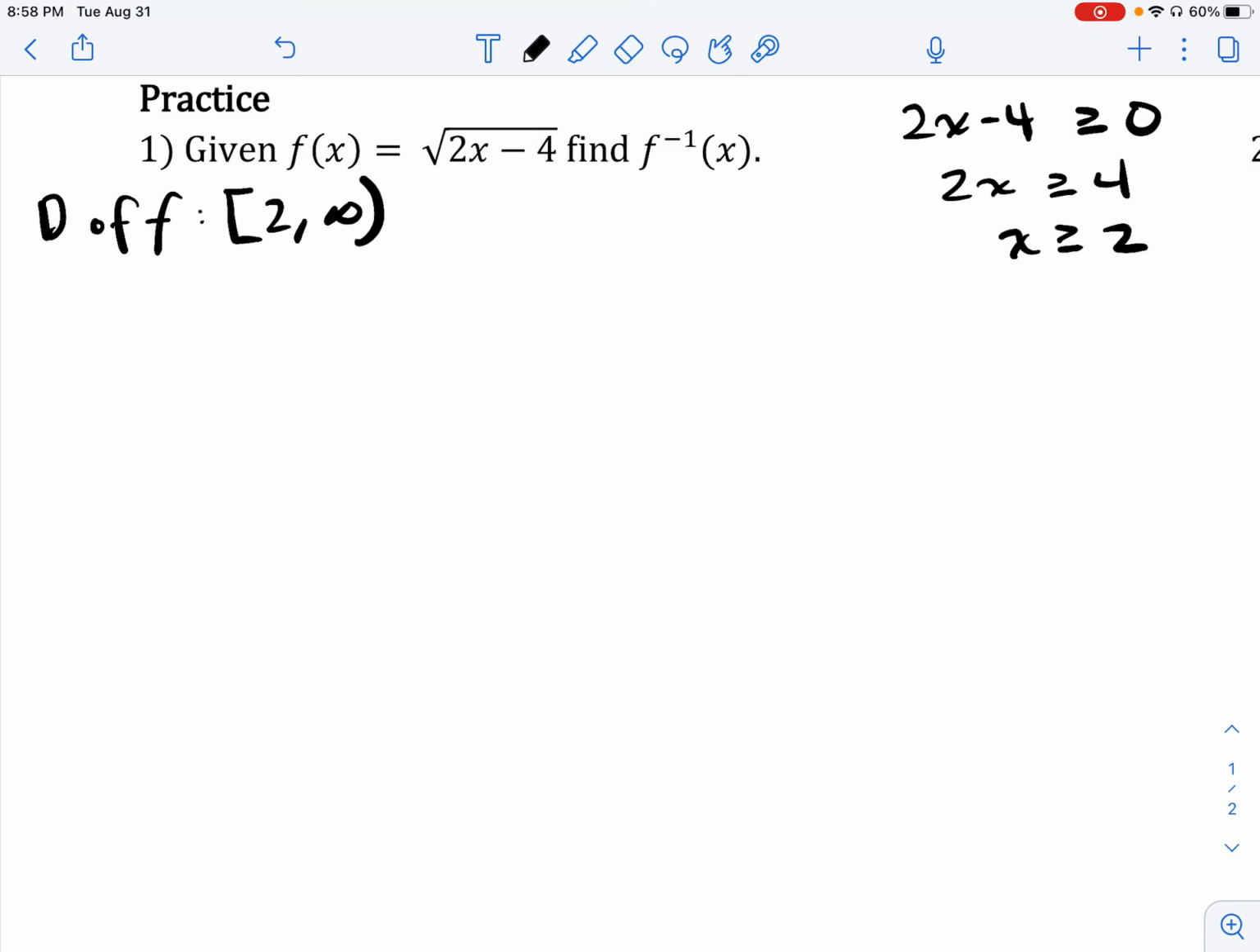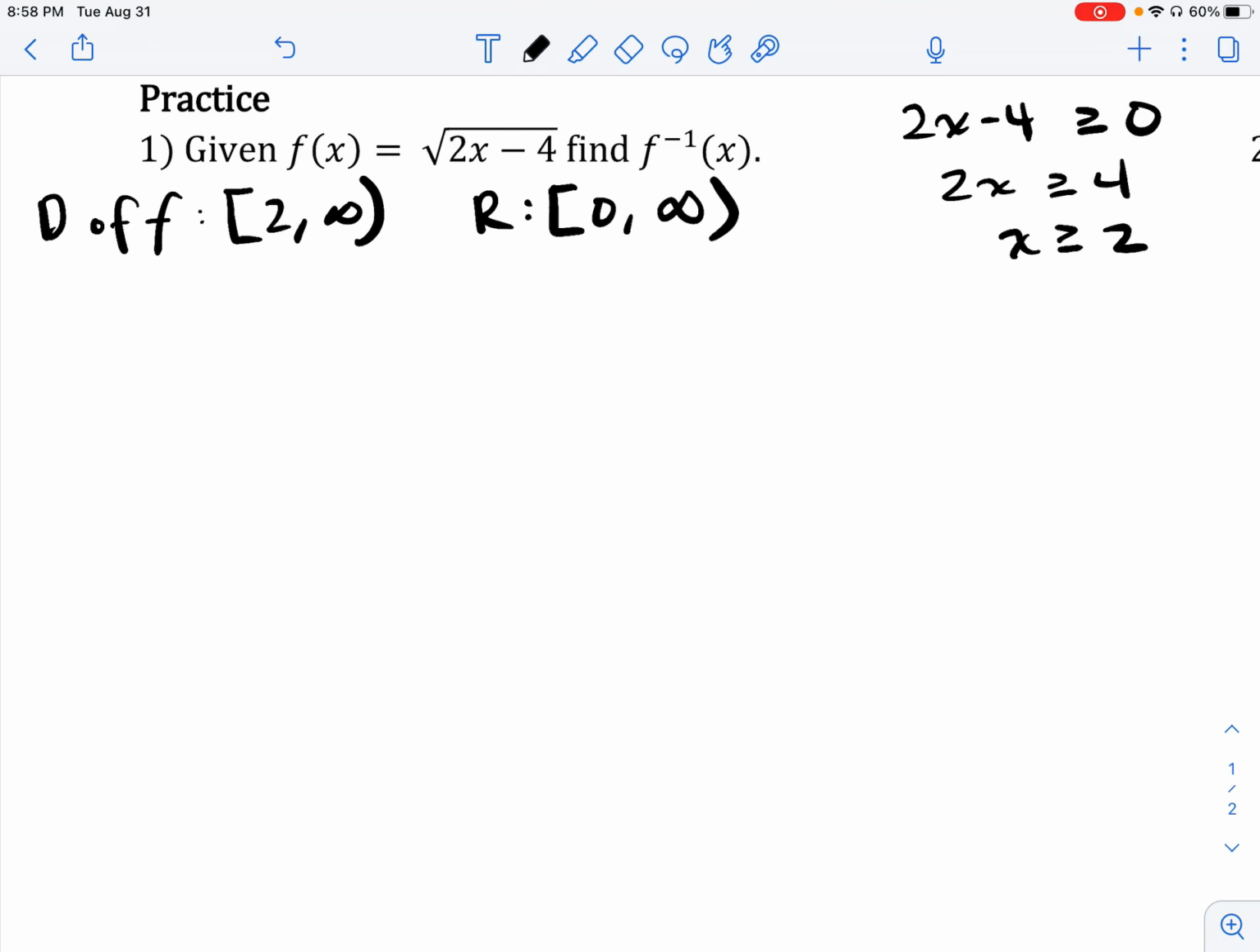Well, what would be the range of this function? Well, if I try plugging in a 2 into this function, I know that the lowest value that comes out of this is 0. 2 times 2 is 4, minus 4 is 0. And we know that what comes out of a radical function cannot be negative, right? So we are going to say that the range of this function starts at 0. And since the domain can go to positive infinity, the range can also go to positive infinity.